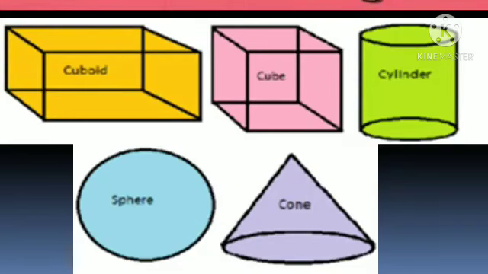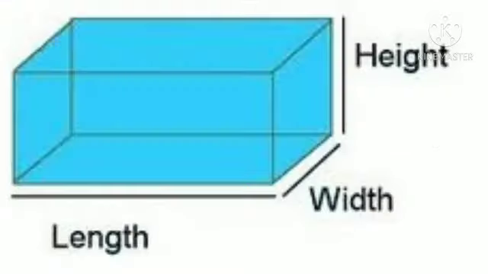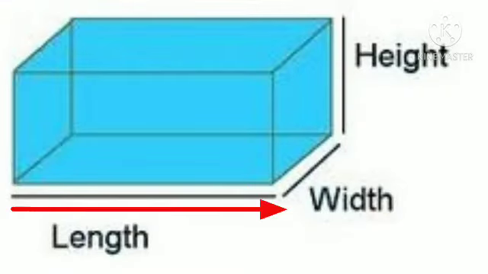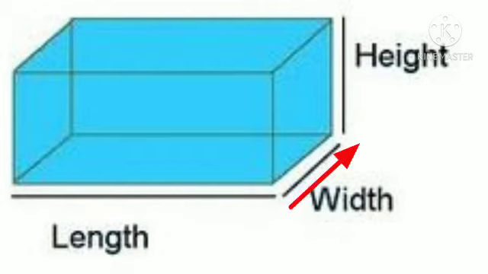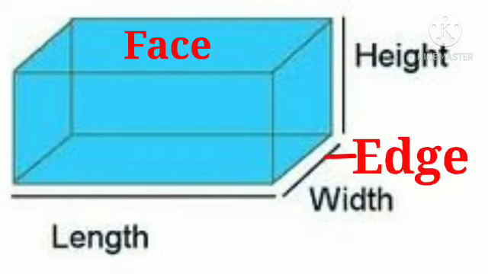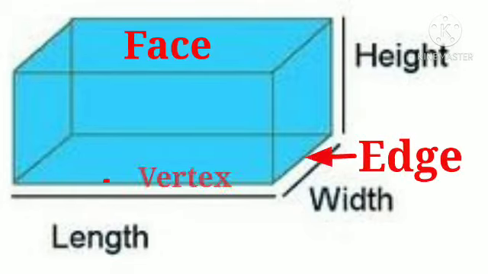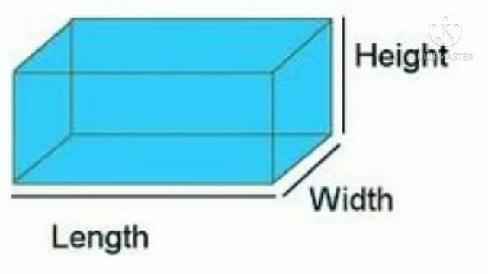Children, these are solid shapes. 3D shapes have three dimensions: length, width, and height. Solid shapes have faces, edges, and vertices also. We will study about the faces, edges, and vertices of solids in detail later on.